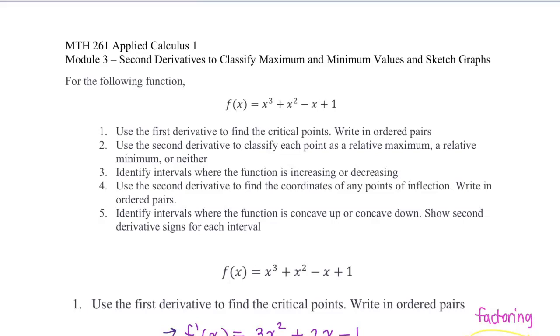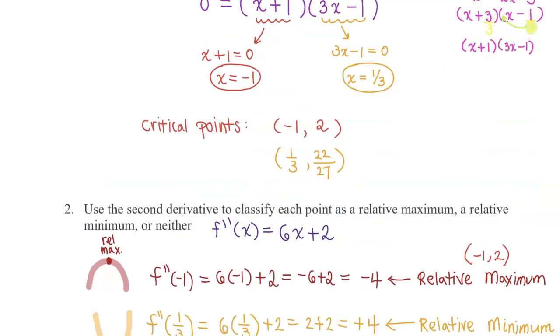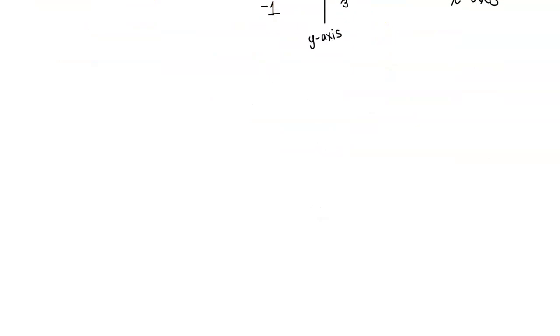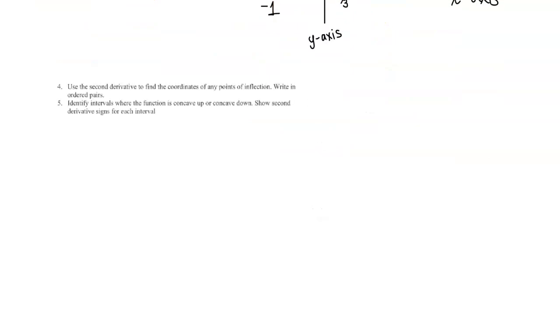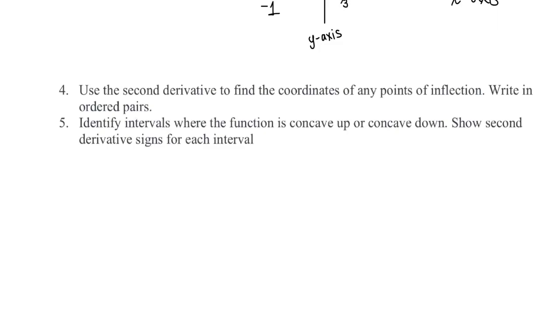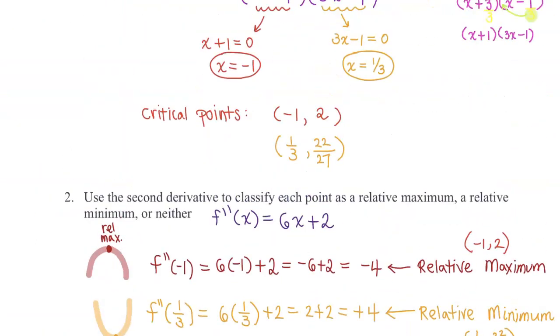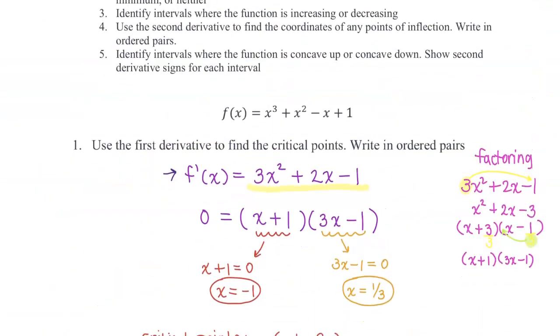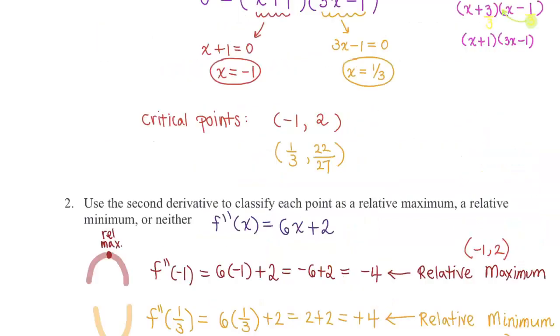I'm going to do number 4 and 5 at the same time because they go together. Point of inflection and concave up or concave down interval. So let me see. I'm going to go ahead and copy this and put the work down here. What I need is some of these numbers that we got already. We do need the original function and the first derivative. So I'll just copy this. I'll copy this down here.